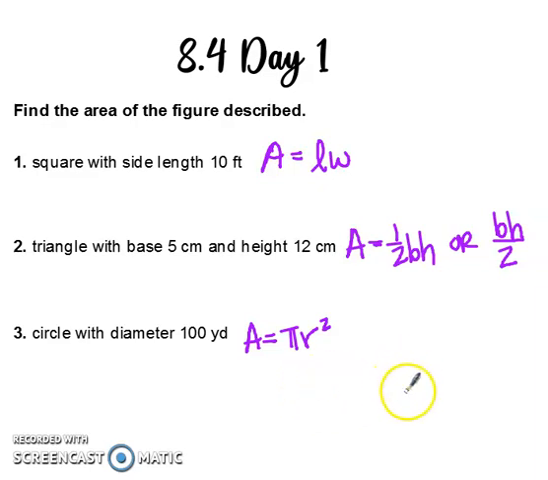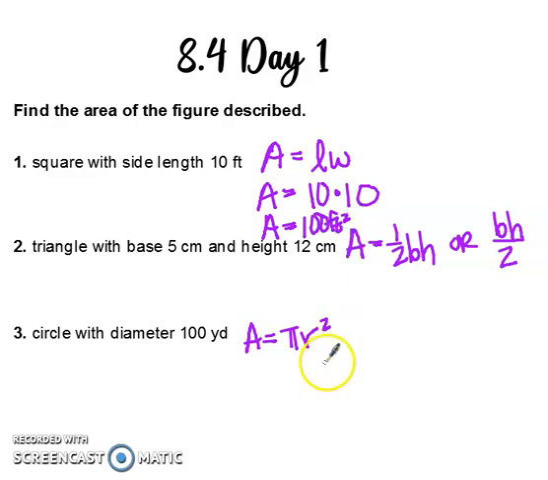Okay, so a square with a side length of 10. Find the area of the figure described. The area of a square is length times width. So we're just going to write that the area of the square is 10 times 10, and that's 100. This area is 100 square feet. Sorry, it's a little scrunched up.